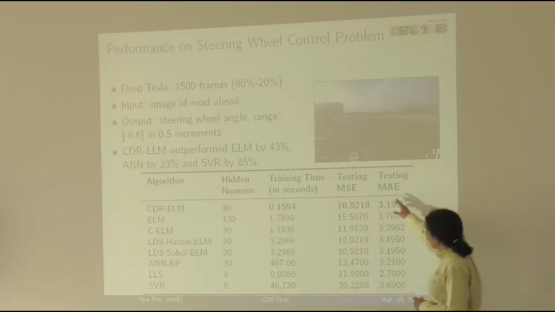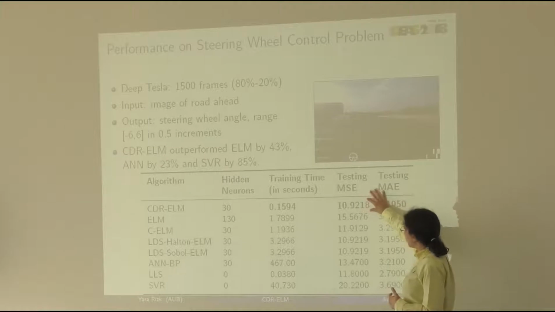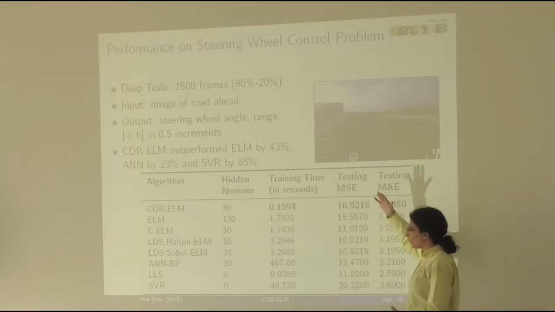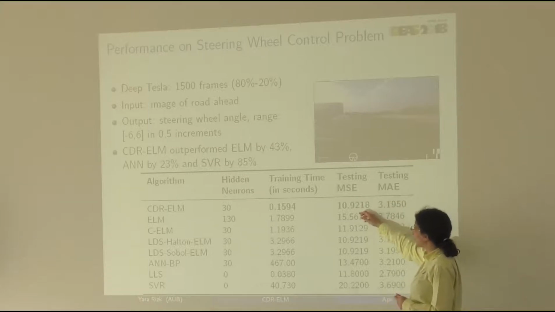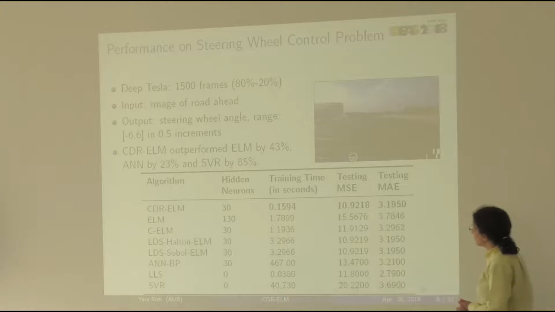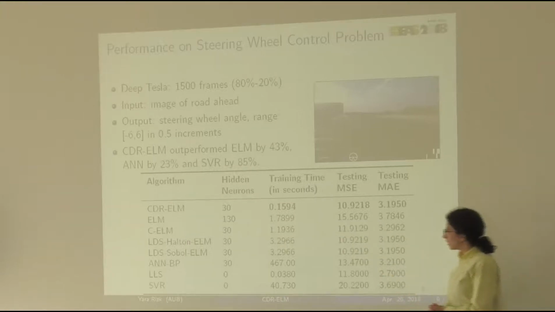Then as far as testing mean square error, we also got the lowest, which is what we're going for. So 10.9 compared to something like 15.5 for the traditional ELM, and 11 maybe for one of the other variants. So we basically did well on this specific problem, which is the steering wheel control problem, and we were usually looking for this kind of problem to target this algorithm.